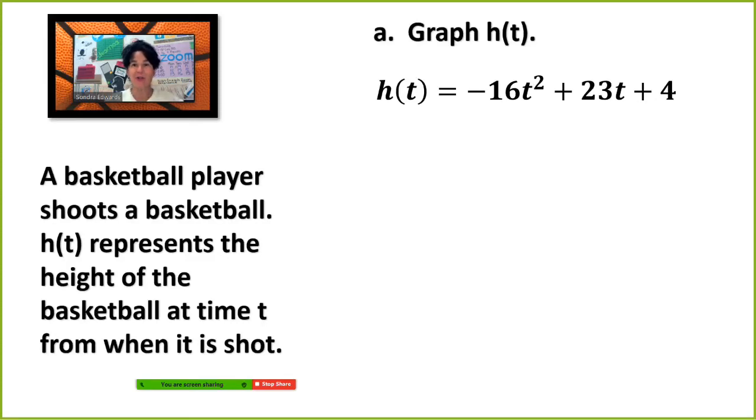Hello, I'm Mrs. Edwards, and today we're going to go over an application problem of a quadratic equation. Let's go ahead and set up the scenario. We have a basketball player that shoots the ball, and h of t represents the height of the basketball, and t is the time from when it was shot.